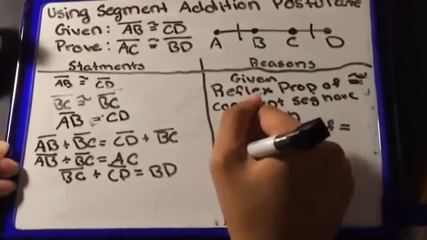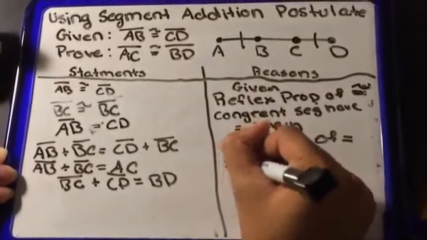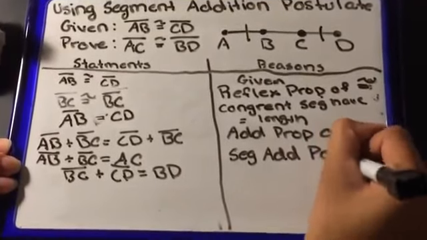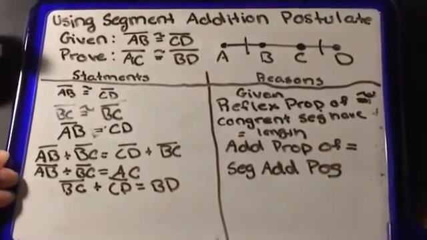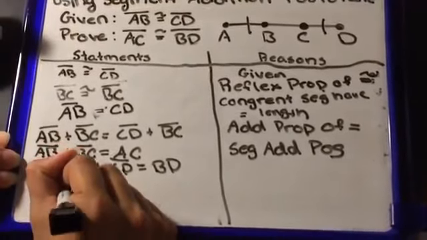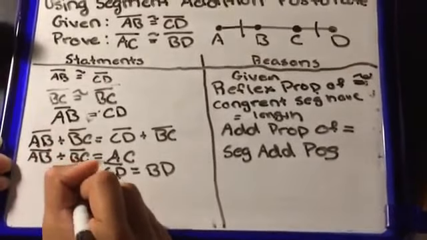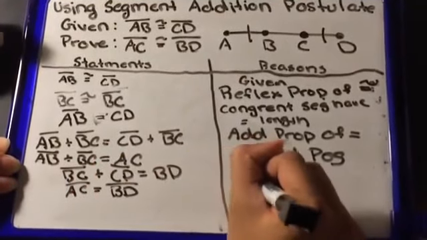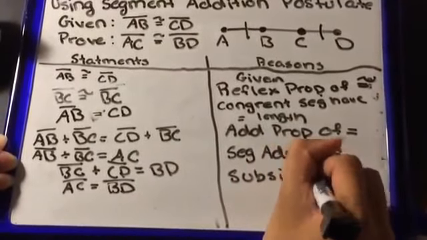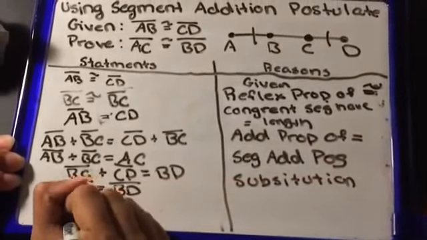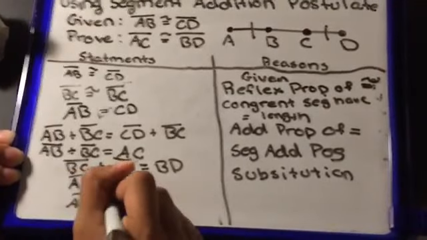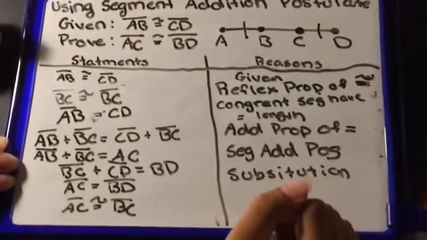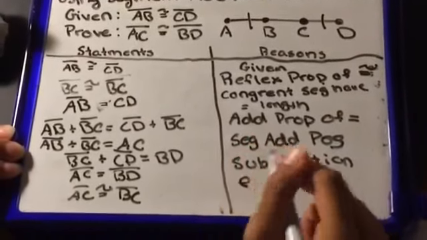Now, using the substitution property, we could say that segment AC is equal to segment BD. And lastly, segment AC is congruent to segment BD because equal segments have congruent lengths.